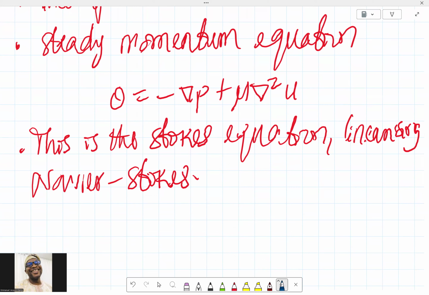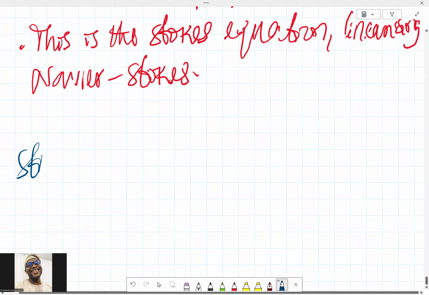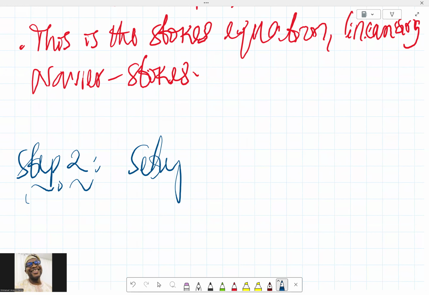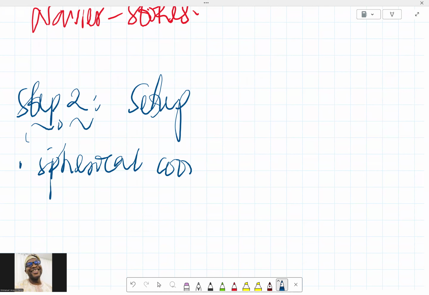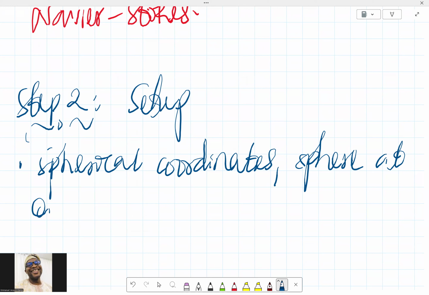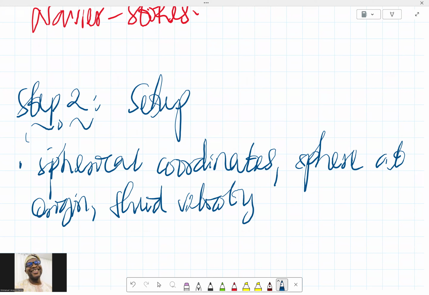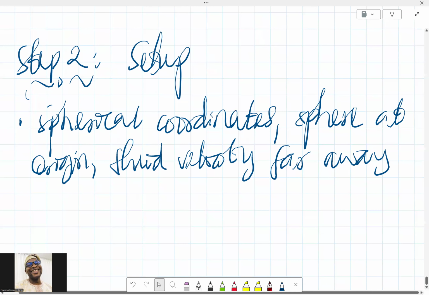Okay, that goes. So the next thing is to set up. So we go for step two. For step two, we talk about the setup now. The first thing is talking about spherical coordinates. We're talking about a sphere, so we need to talk about spherical coordinates. So we talk about sphere at origin, and then fluid velocity far away. Fluid velocity is far away from the origin.